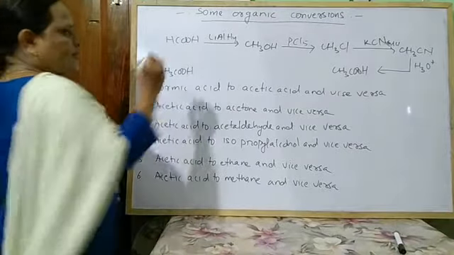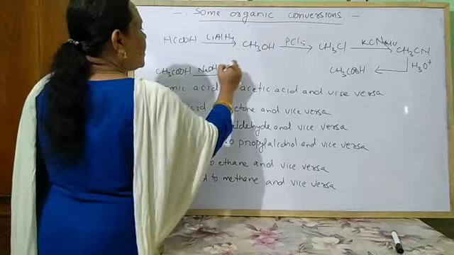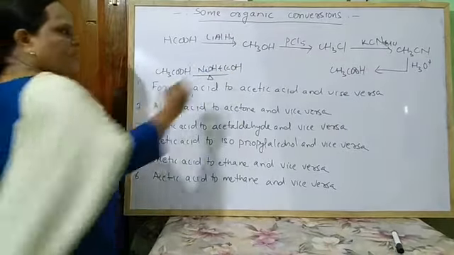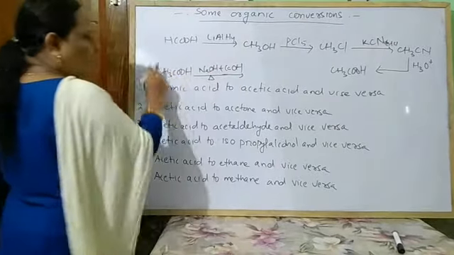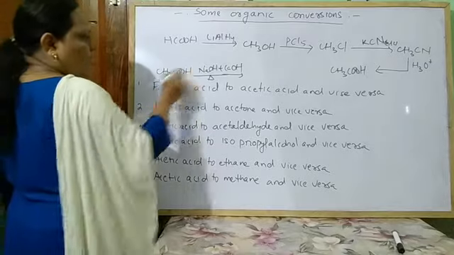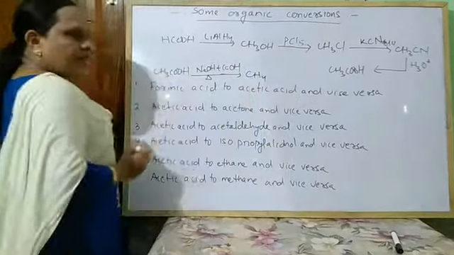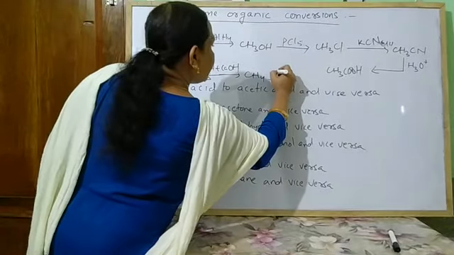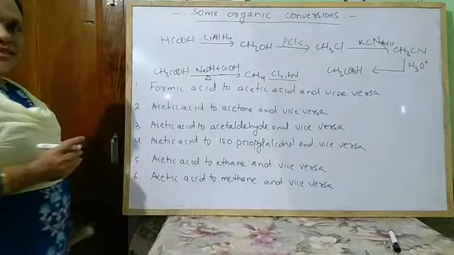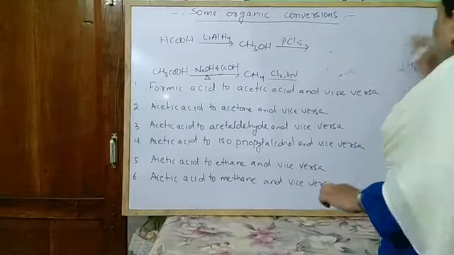Then the step decreases. When acetic acid is heated with NaOH and CaO, soda lime, then what does it give? First it is converted to sodium acetate. Then sodium acetate reacts with soda lime to form methane. So it gives you methane. And methane when treated with chlorine in presence of light gives what? Methyl chloride.